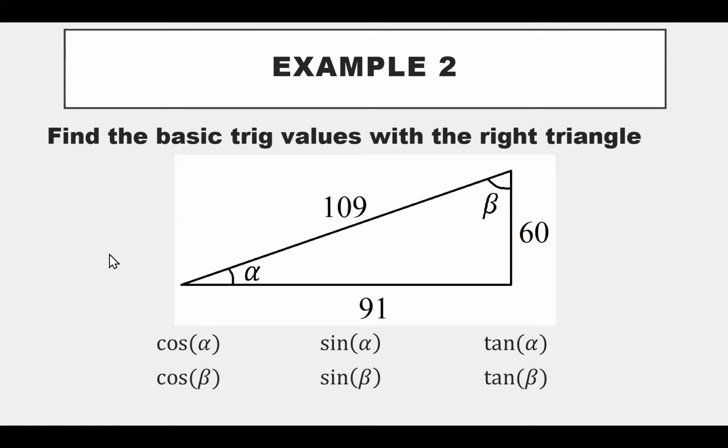Here's another example where we have the 3 sides of a right triangle labeled. We have 60, 91, and 109 as the 3 sides of a right triangle. And here we've labeled 2 angles. We've labeled an angle alpha and an angle beta. And we want to find the cosine, sine, and tangent of alpha and the cosine, sine, and tangent of beta. Go ahead and push pause on the video and try this on your own. In a couple of seconds, I'll show you how it's done.